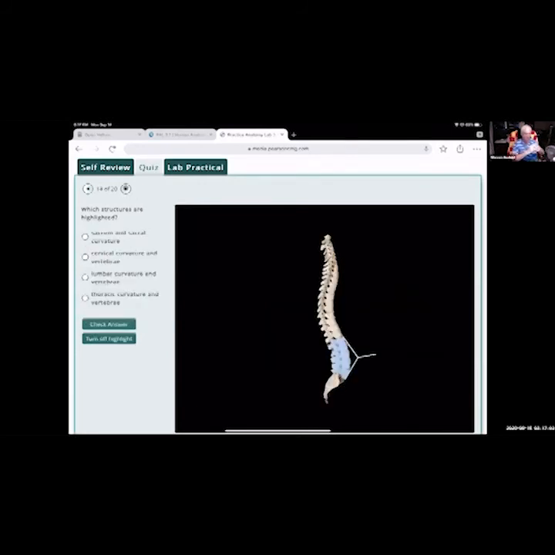And what structure is highlighted there? What part of the vertebrae is that? Lumbar. Lumbar curvature. Lumbar curvature and vertebrae. Got it.